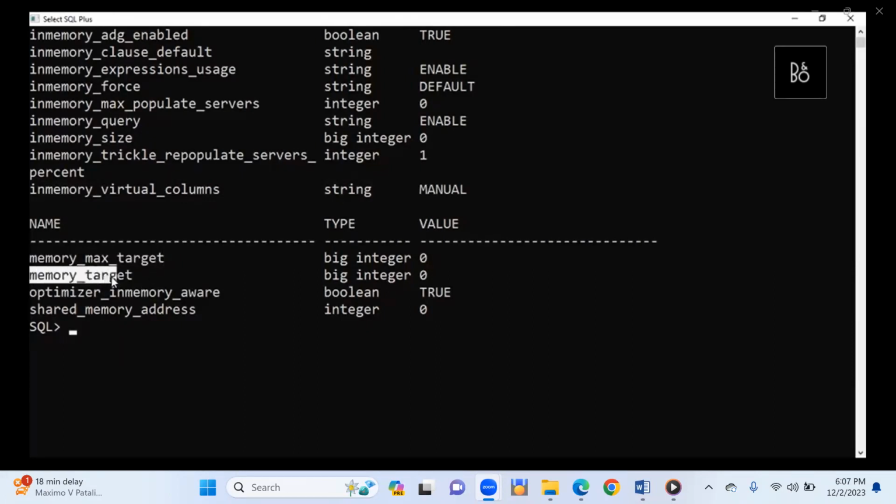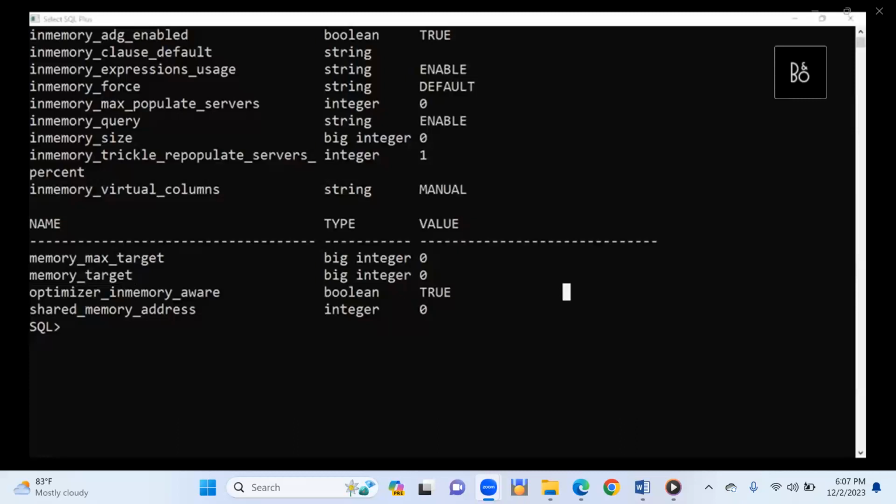And of course, memory_target is dynamic, so you can set it based on the given value of memory_max_target. So just be careful. Anytime you're given that mandate to adjust the memory components, ensure that the memory_target is always lower than the memory max target.